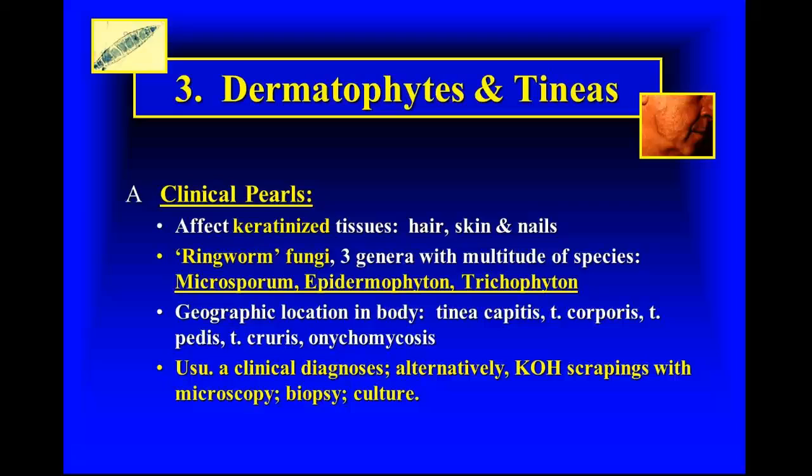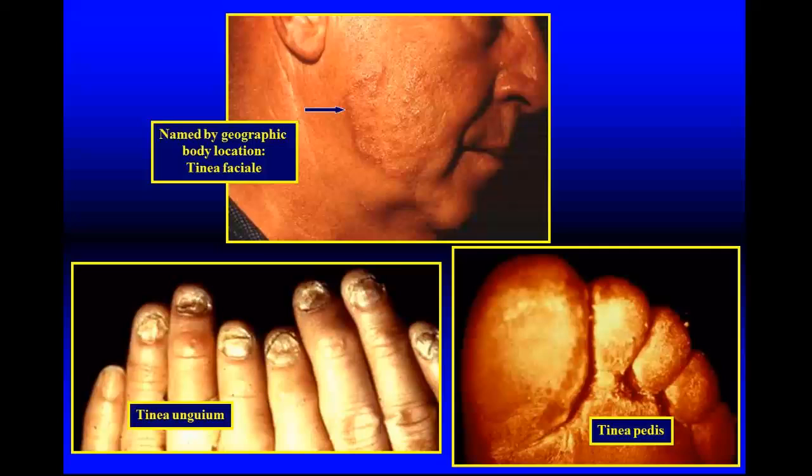It is usually a clinical diagnosis that you make. If you need help, a KOH scraping, and I'll show you, will show it. Or a tissue biopsy will show it, and you can grow it also. It is named by the geographic body location, as tinea faciale, with the serpiginous border here that is itchy and scaly and would have the bug there, tinea unguium, and tinea pedis, tinea cruris, and so on.